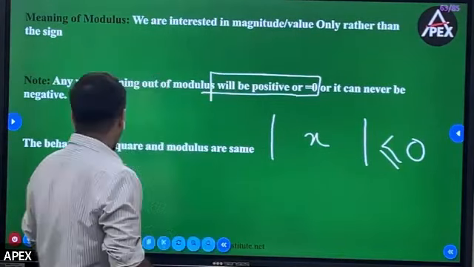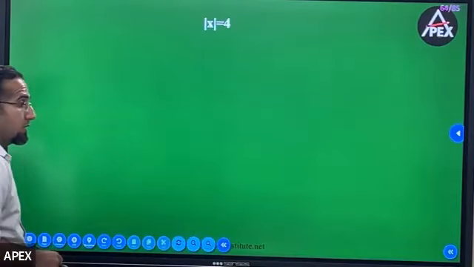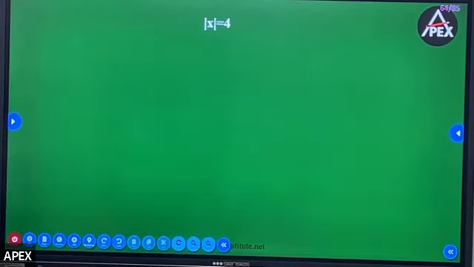Clear, right? Now let's look at this question, guys. Mod x is equal to 4. What are the values of x?